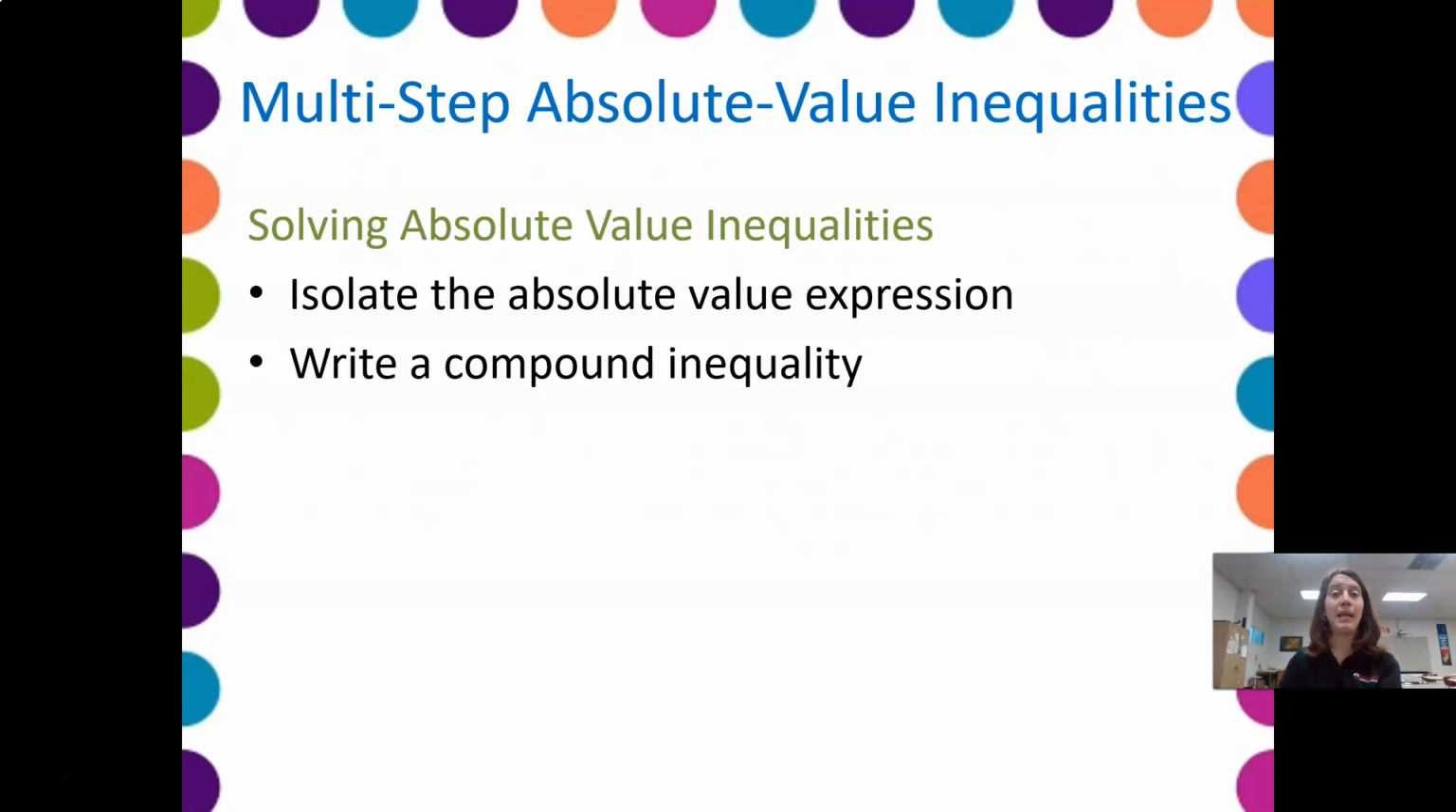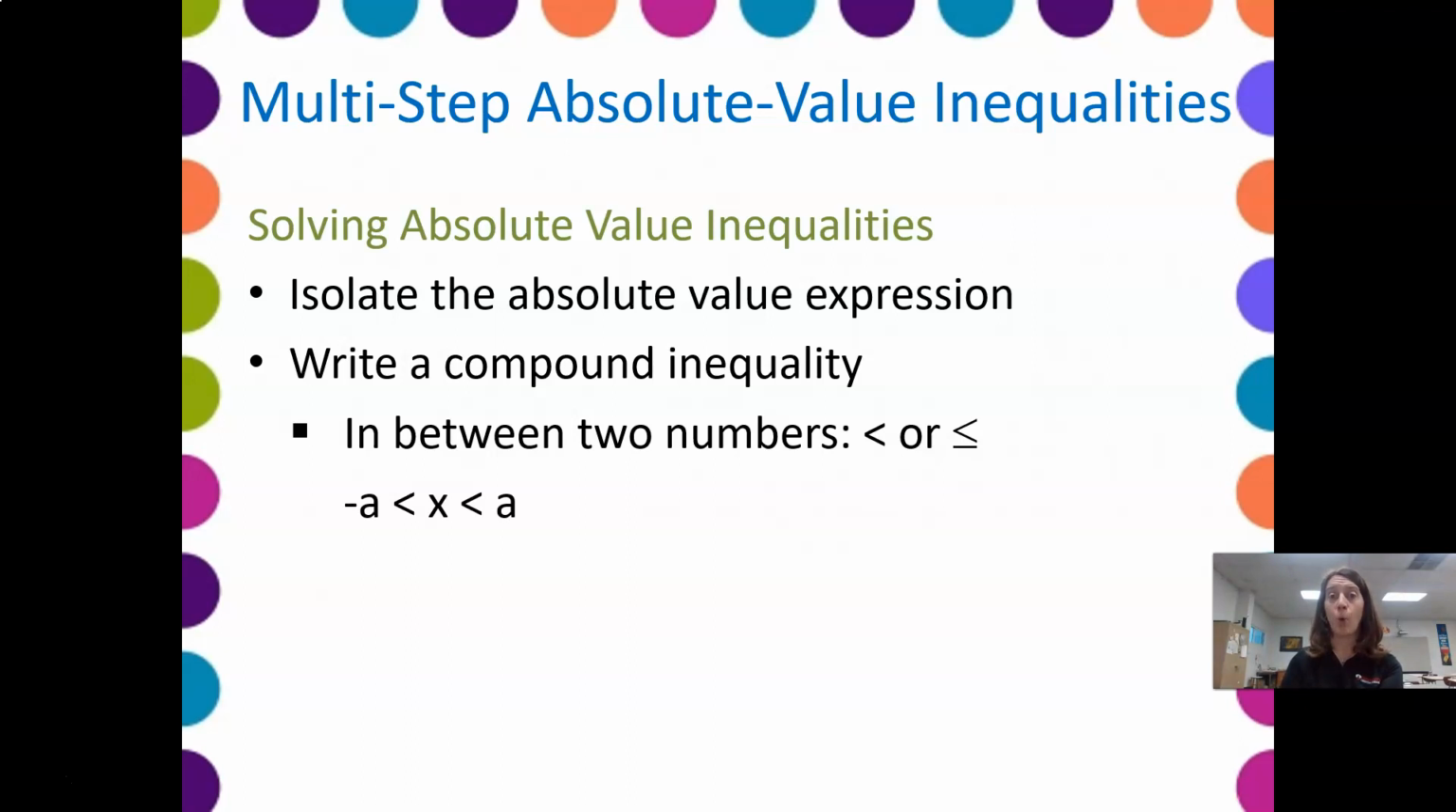Well, again, what did it mean? If I was less than so many spaces away, I had to stay in between two numbers. So whether I had the less than or I had the less than or equal to, the setup always looked like this. And I call it sometimes the sandwich answer because I'm sandwiched in between the negative version and the positive version of my number. I can go up to a -5 maybe, and up to a +5, and that would allow me to stay less than 5 spaces away from 0 on my number line.